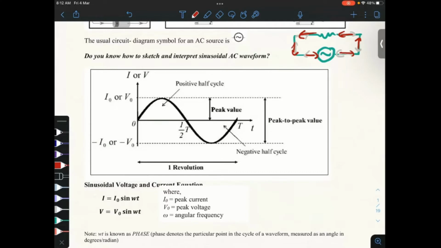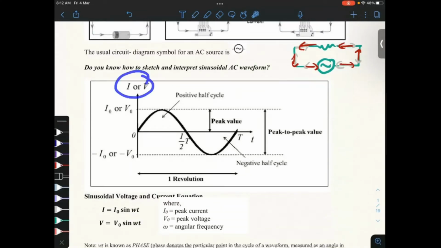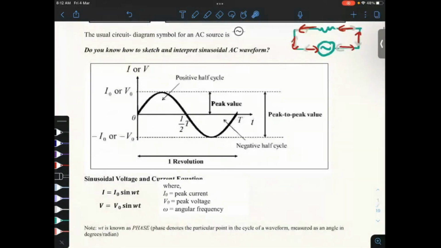Tak kisahlah dia untuk current ataupun voltage sekalipun. It doesn't matter because both this current and voltage are going to change the direction after every certain period dekat sini. So kita punya bentuk sine graph ni, this is a common sine graph shape. Kita tahu bentuk sine adalah begini. This is your sine graph.